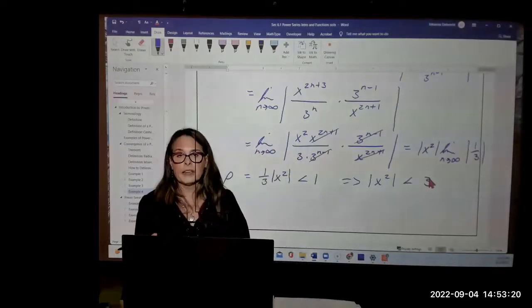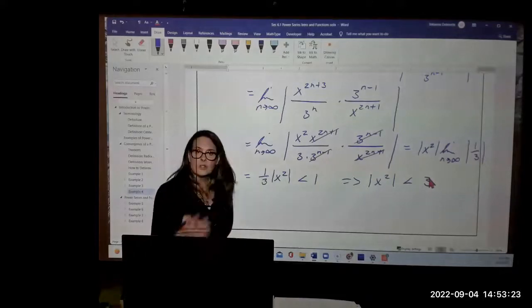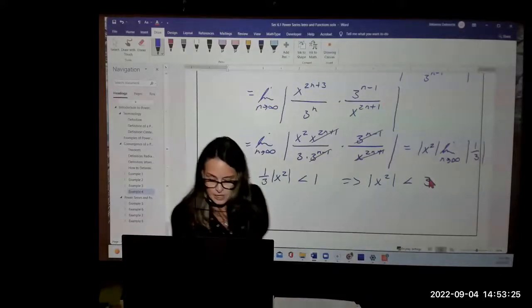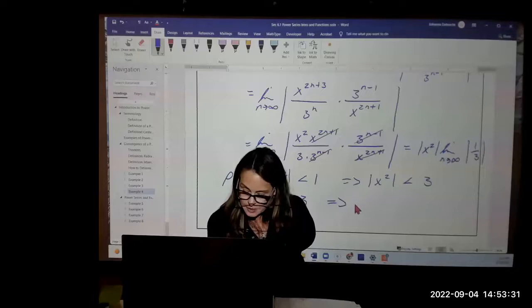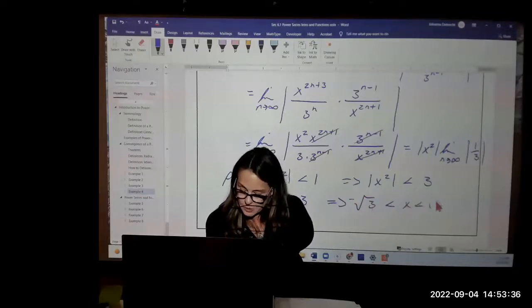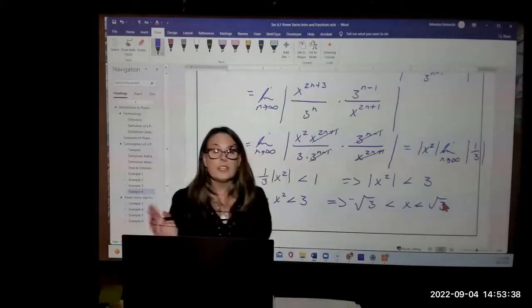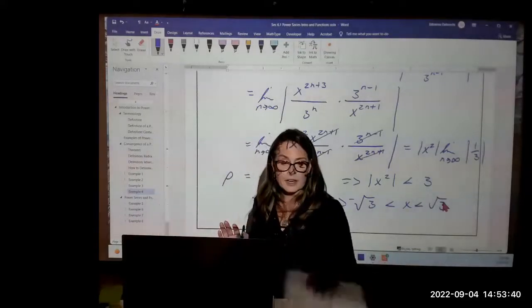Well, now I'm going to take the square root of both sides. And of course, I could drop the absolute values. And I could just instead write x squared less than 3, which means that it's got to be between the negative square root of 3 and the square root of 3. So I've got these two values, one on either end.